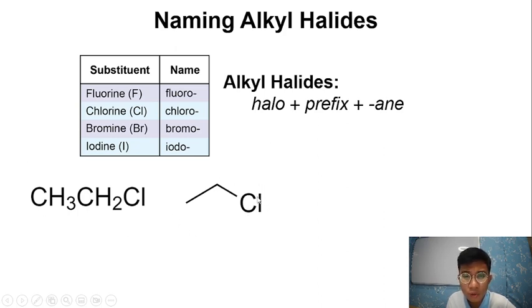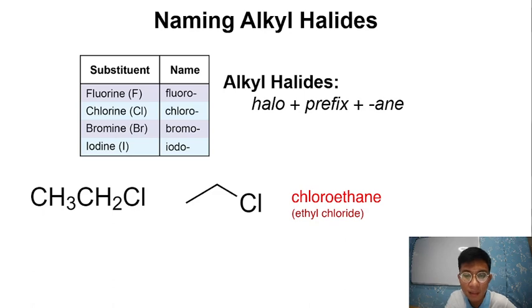So, ano yung substituent? Cl. Pag Cl, chloro. Ngayon, anong prefix? Bilangin ninyo kung ilan yung carbons dun sa structure. Ito ay 1, 2. So, meth, eth. So, this is eth. And since this is just an alkane, so magiging ane. So, you just combine the information that you have, then you have chloroethane.